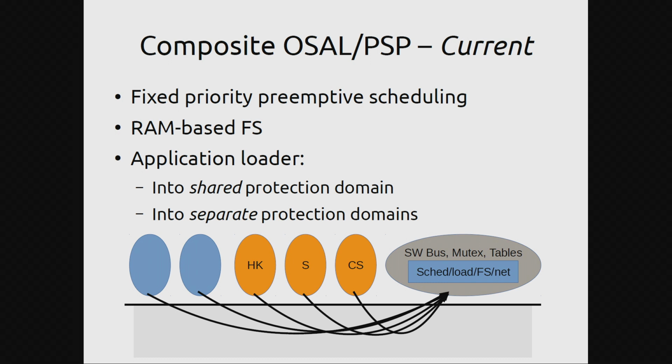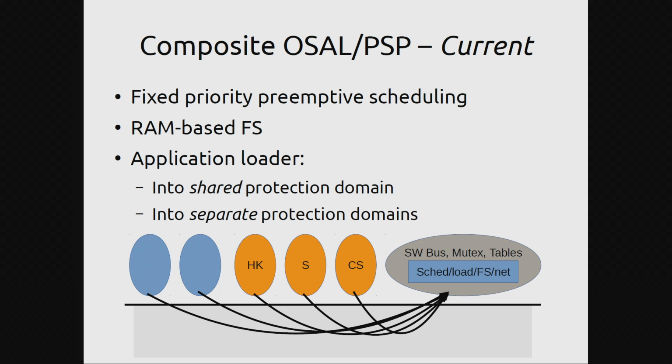Our OSAL supports fixed priority preemptive scheduling, round robin within each priority, inheritance for locks, all the typical things that you'd require for a real-time operating system. It includes a RAM-based FS. We decided that we wanted to keep things simple to start, so we used a RAM-based FS for that. Our loader is somewhat immature, but it's able to load applications both within the same protection domain as a traditional loader would, or across two protection domains. This is how you actually boot up different applications. The dynamic loading has been hooked into to enable that.